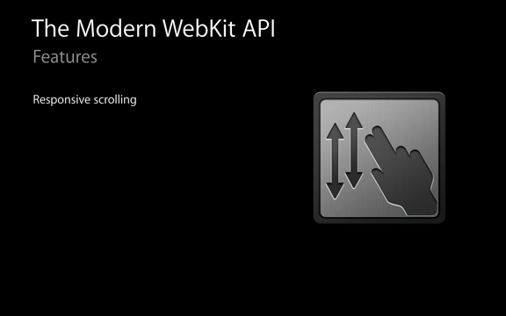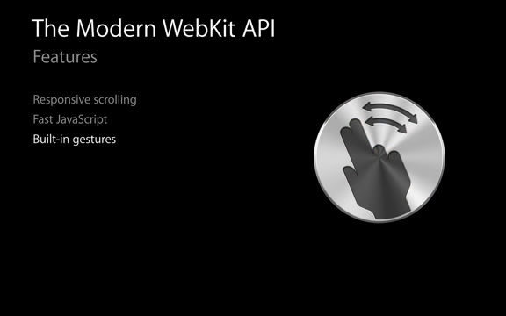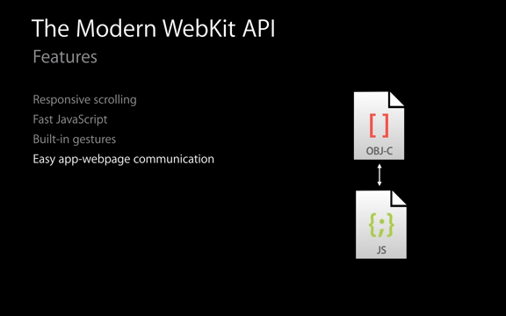For example, super smooth 60 frames per second scrolling using hardware acceleration and Core Animation. The full power of the JavaScript Nitro engine on both OS X and iOS. And this includes the fourth-tier LLVM-based compiler that Greg was telling you about yesterday. We've taken the back-forward swipes and the pinch-to-zoom gestures from Safari and built them right into WebKit. And we have a really cool way for your app to talk to web pages and vice versa.